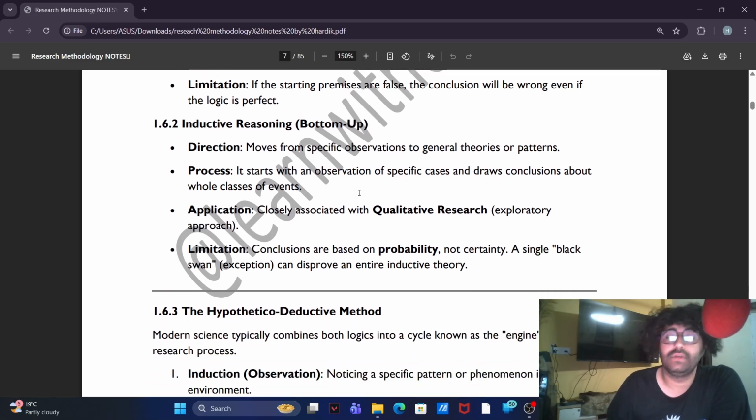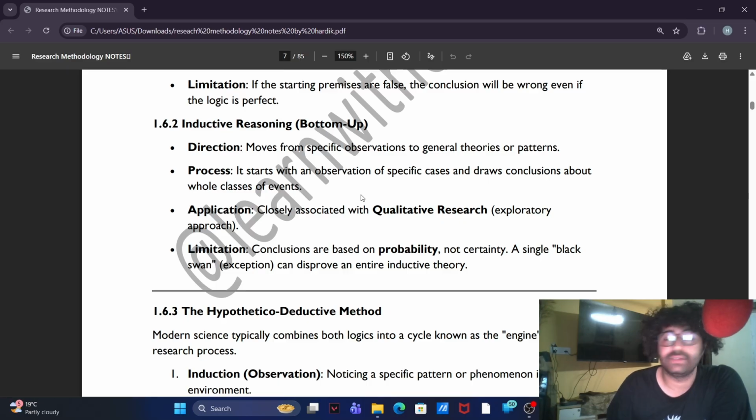Inductive reasoning, from bottom to up. Its direction, from specific observation to general theories or patterns. Process: it starts with an observation of specific cases and draws conclusions about whole classes of events.